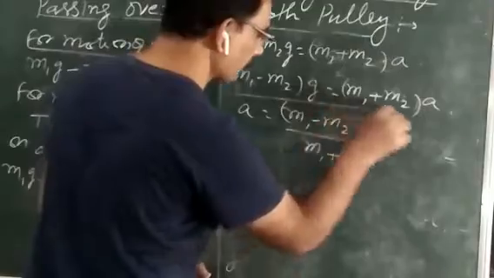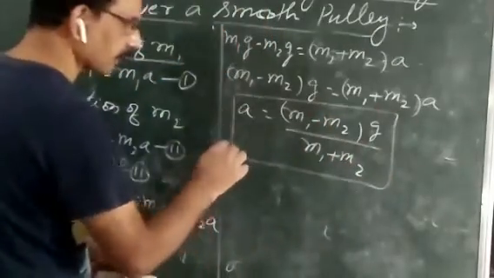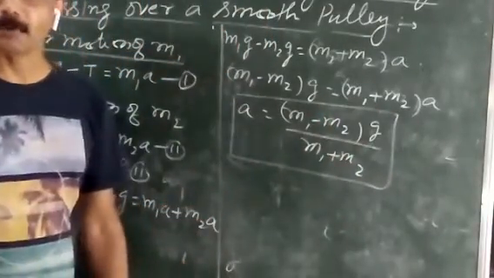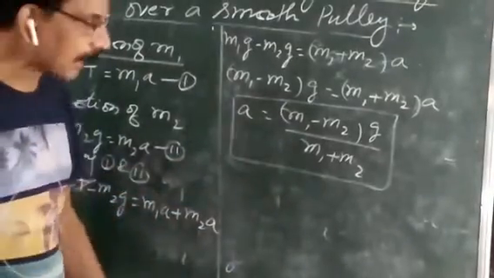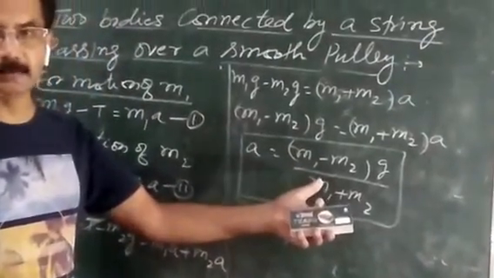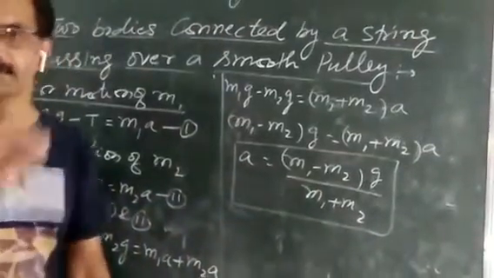In this way you can find out the expression for the acceleration of the block m1 and m2. With this acceleration, block m1 will go downward, and with the same acceleration a, the block m2 will move upwards.